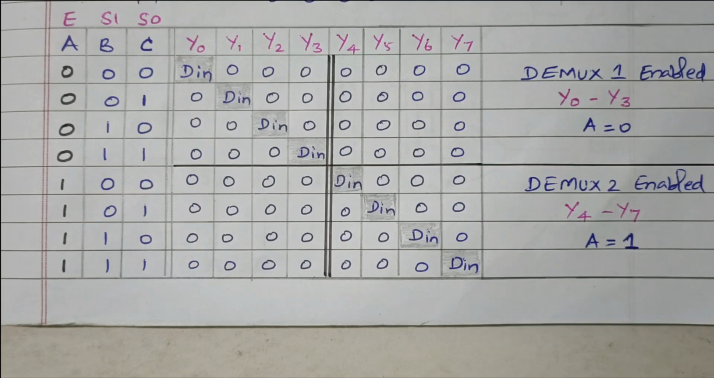So in this video we discussed how to design the 1:8 demultiplexer using two 1:4 demultiplexers.